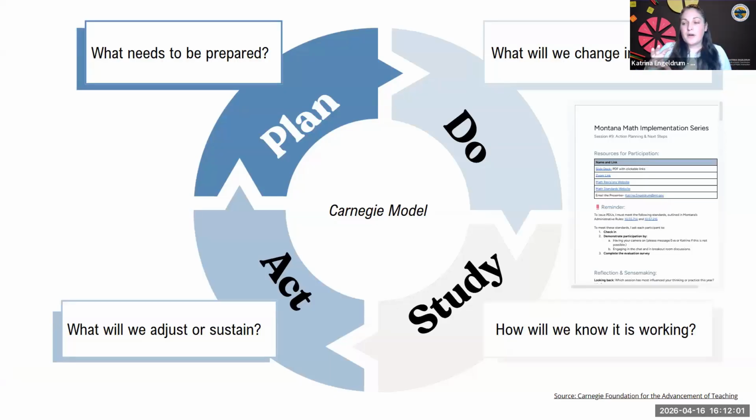We want to start to think about, with that component that you identified as necessary, what needs to be prepared for that to happen? What are we going to change in practice, or what are we going to implement to make that piece happen, or change our practice so that it's effective? And then how will we know it's working? So what metric are we going to use to measure its success? Does that look like student data? Does that look like classroom data? A curriculum review, what is that like? And then how are we going to adjust or sustain?